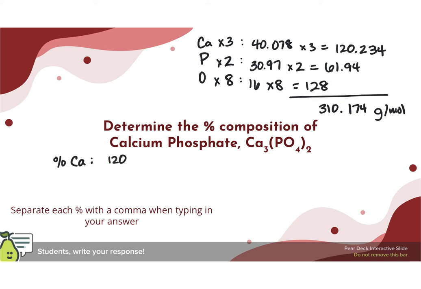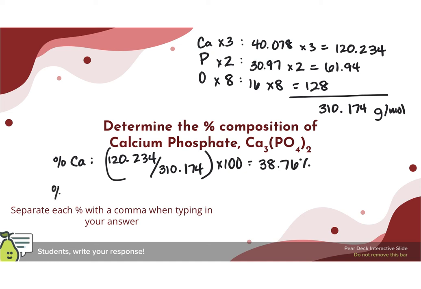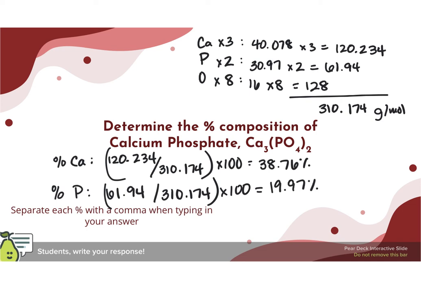So then to find the percent of calcium, I'm going to take how much the calcium weighed with the 3 of them, divide that by 310.174, the total molar mass, and multiply this by 100. This is going to equal 38.76%. I'm going to do the same thing for the percent of phosphorus. I'm going to take that 61.94, divide it by the total molar mass, and multiply that by 100. Here we find that this is 19.97%.